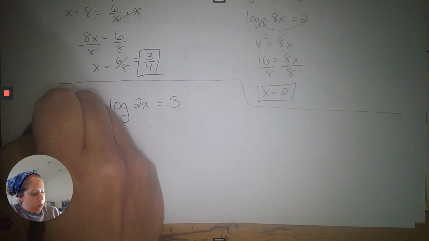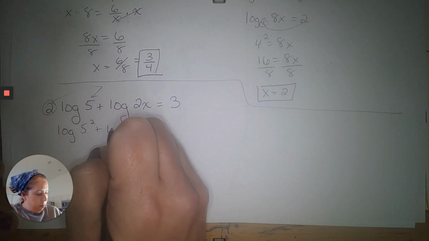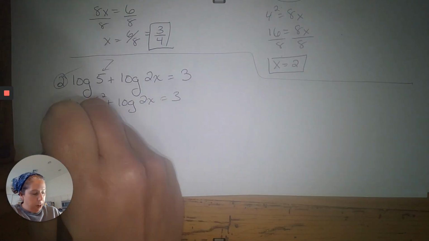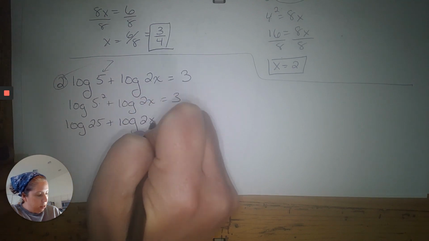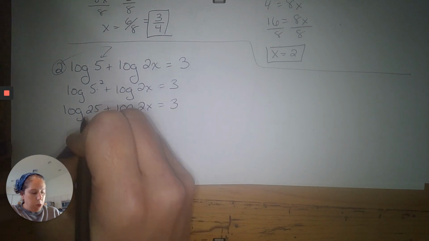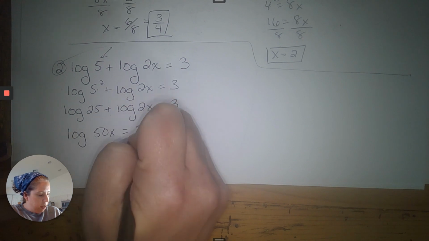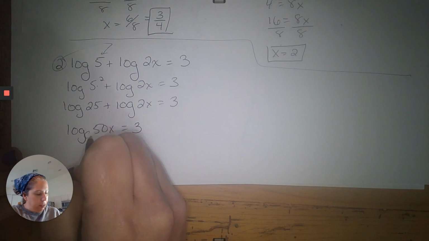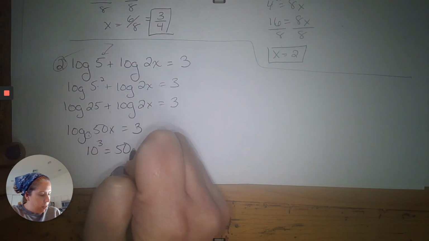All right, so exponent goes up, right? So this becomes a log of 5 squared plus log of 2x equals 3. 5 squared is 25, right? So log 25 plus log 2x equals 3. Okay, plus means multiply, so multiply them. So you got log of 25 times 2, so that's 50x equals 3. All right, now go ahead and change it to an exponent. The base on this is 10, so it's 10 to the third power equals 50x.